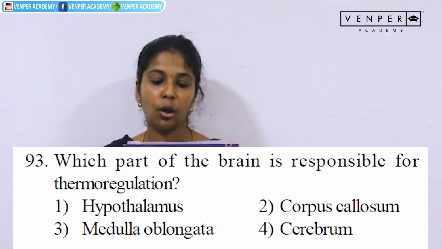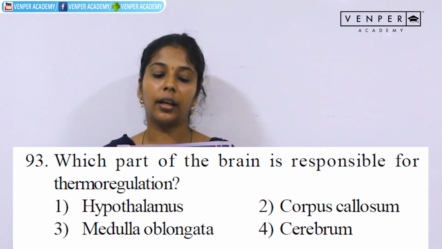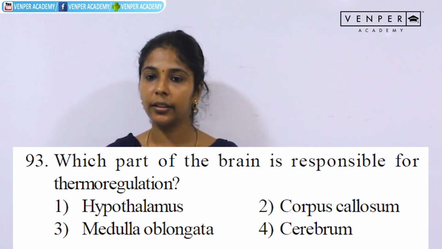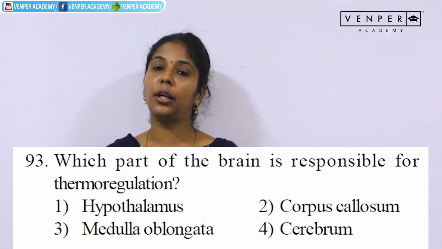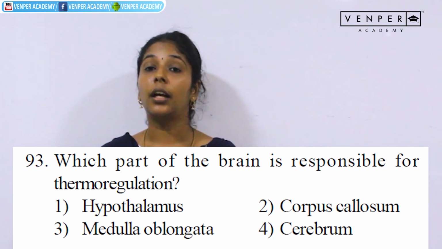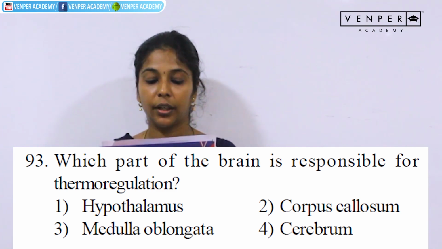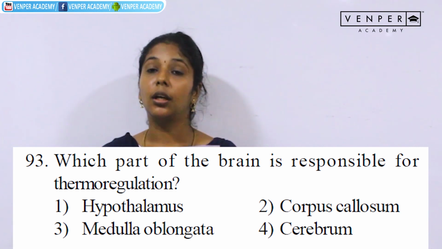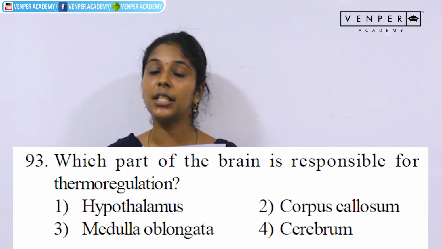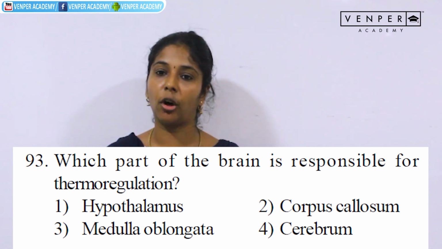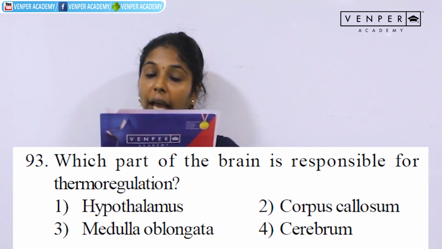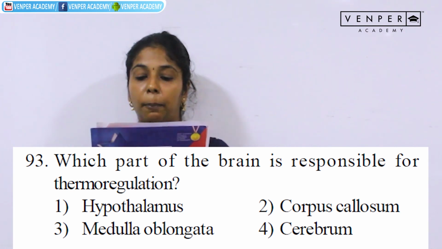our body temperature. For example, if there is a hot environment, our body will sweat and we tend to excrete less urine. In a cold environment, the mechanism of vasoconstriction takes place and curling up takes place, which increases the temperature of the body so that our body temperature will come back to normal. So the answer for the 93rd question is hypothalamus.